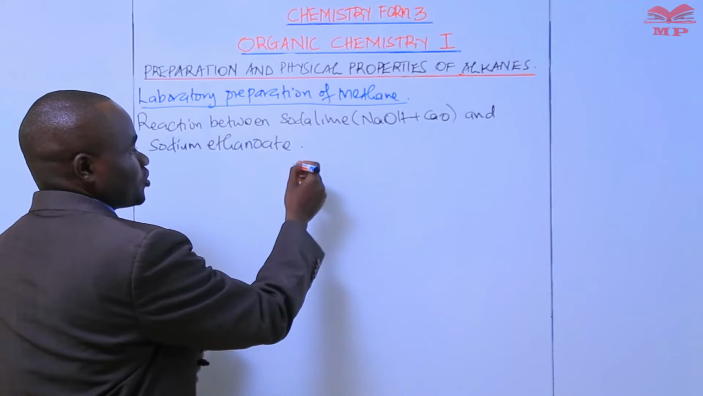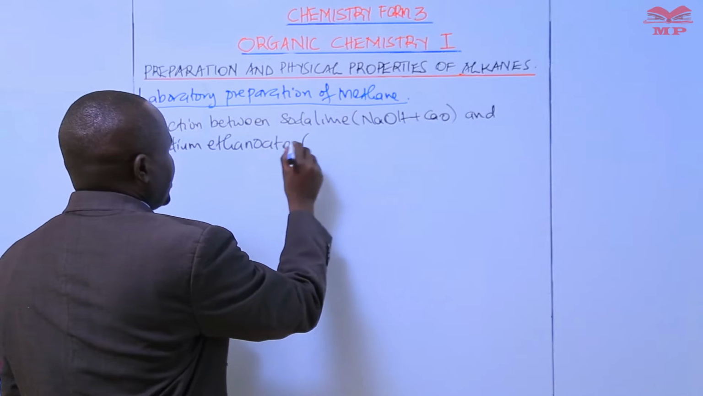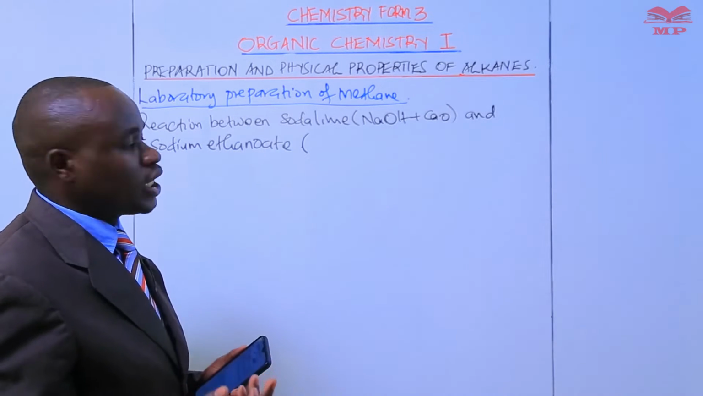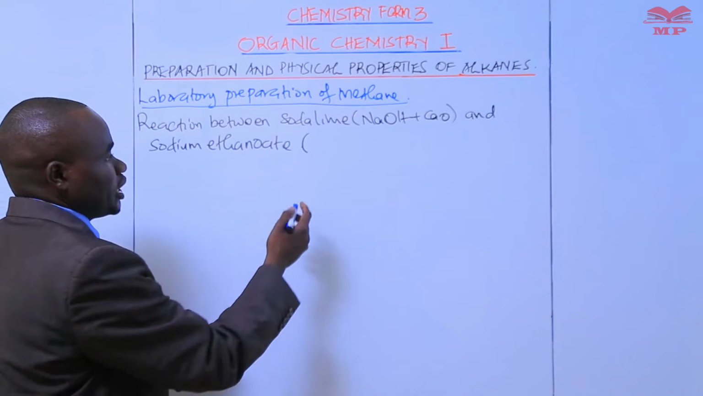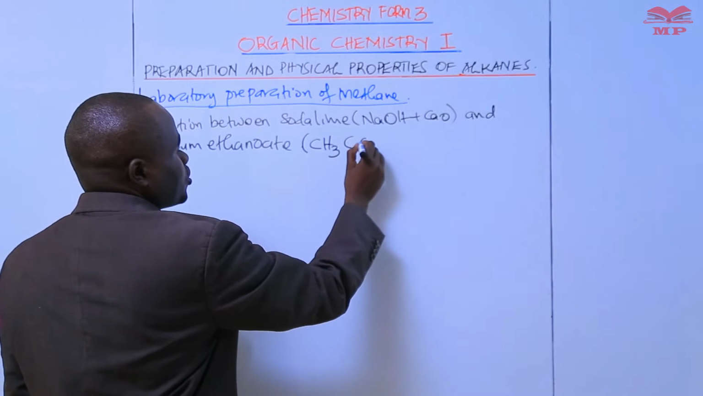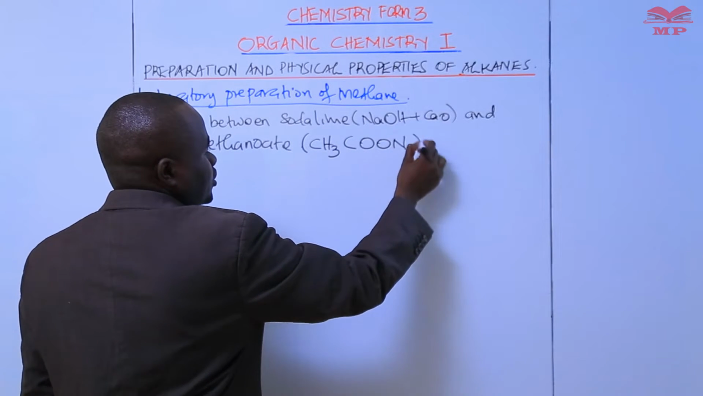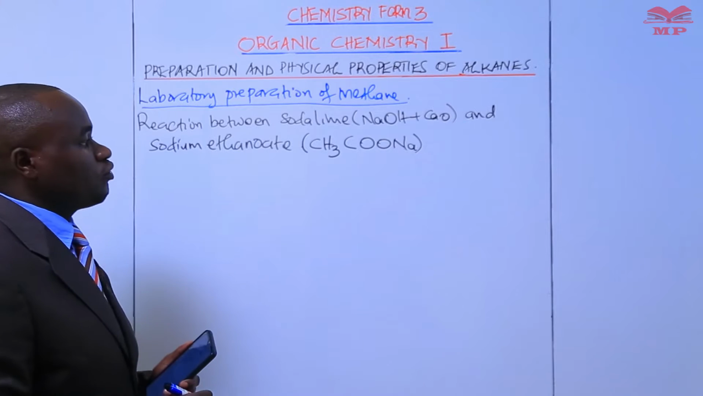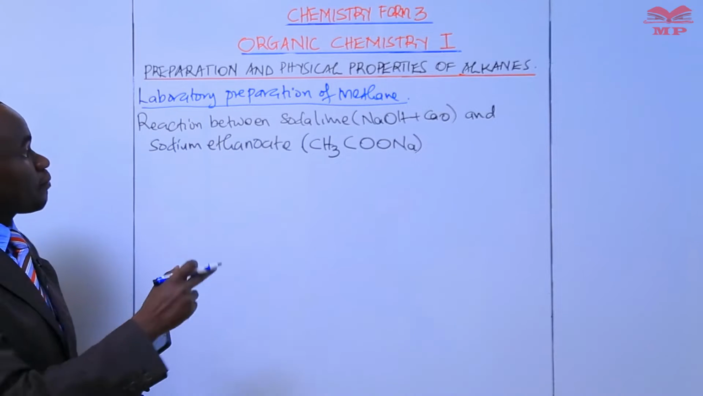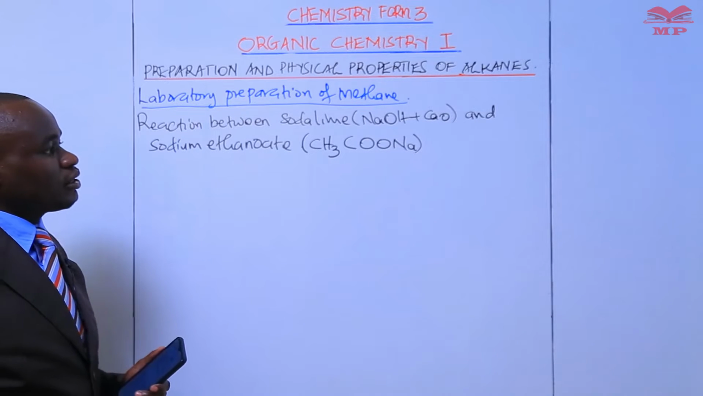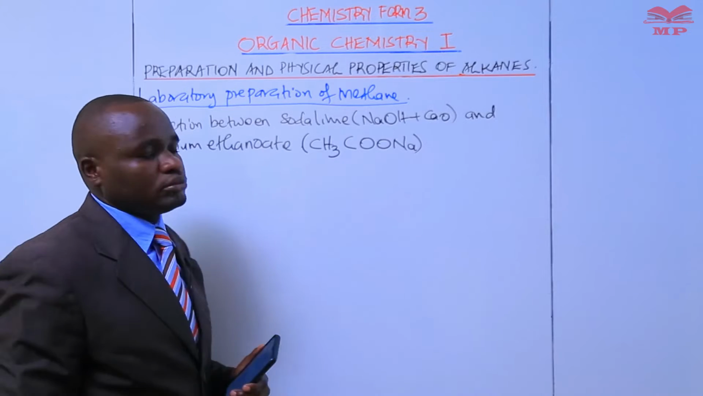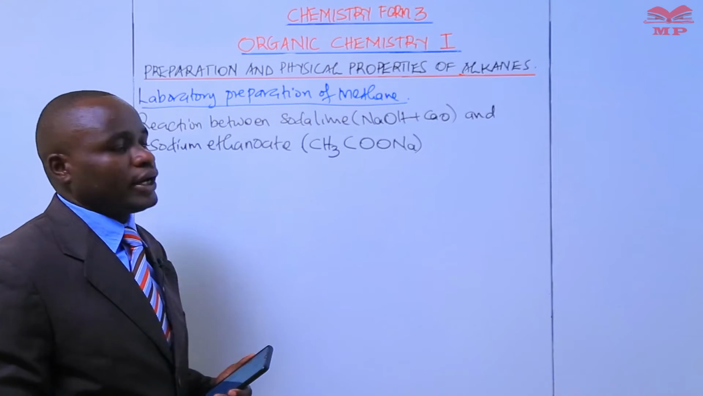So the formula of sodium ethanoate is as follows. From this prefix eth, it means we have two carbon atoms. So the formula is as follows. We have CH3, then we have COONa. So that is how we write the formula of sodium ethanoate. So my dear student, we are saying that for us to obtain methane, you simply carry out the reaction between soda lime and sodium ethanoate.